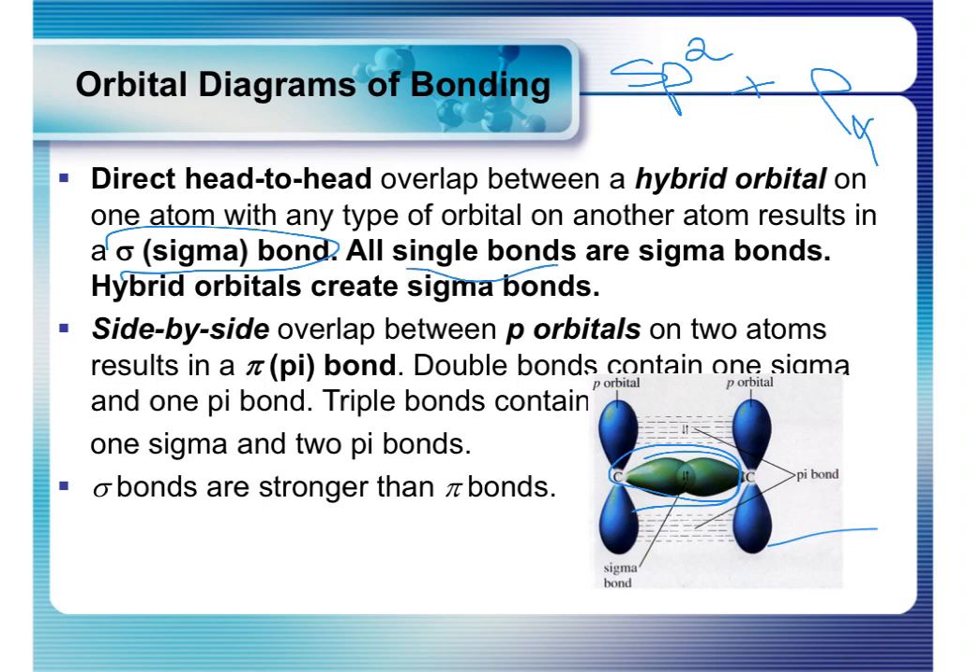Okay. Now, side-by-side overlap of p orbitals, so that's like these, they can still overlap and interact, but it's not as strong of an interaction. Those are pi bonds. Okay. So it turns out that double bonds and triple bonds are made up of sigma bonds and pi bonds. Okay, but keep in mind that it is the p orbitals, the lone p orbitals, that are used to make pi bonds.